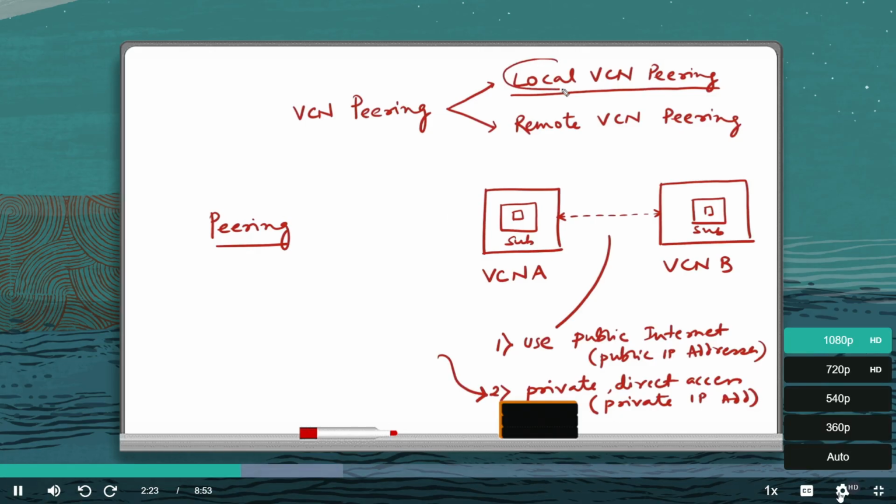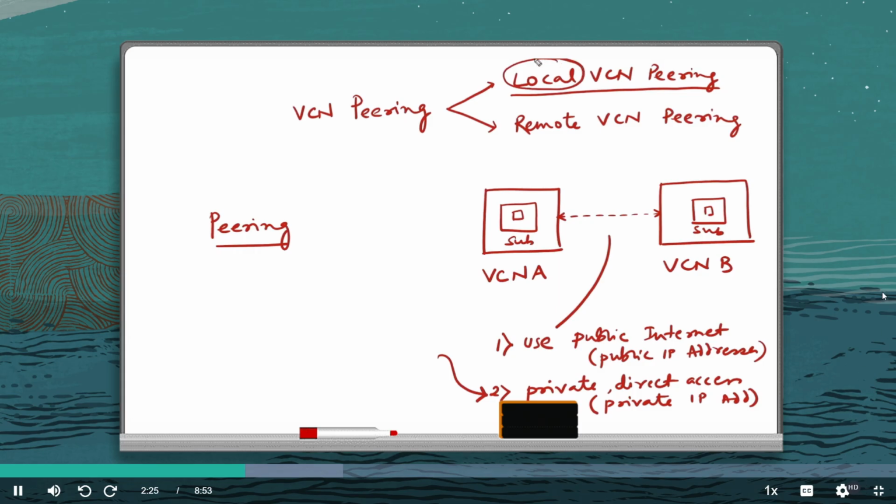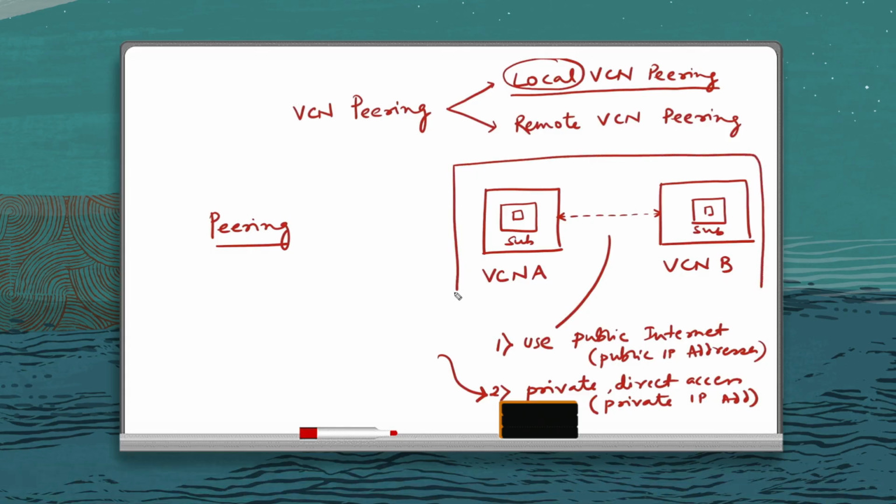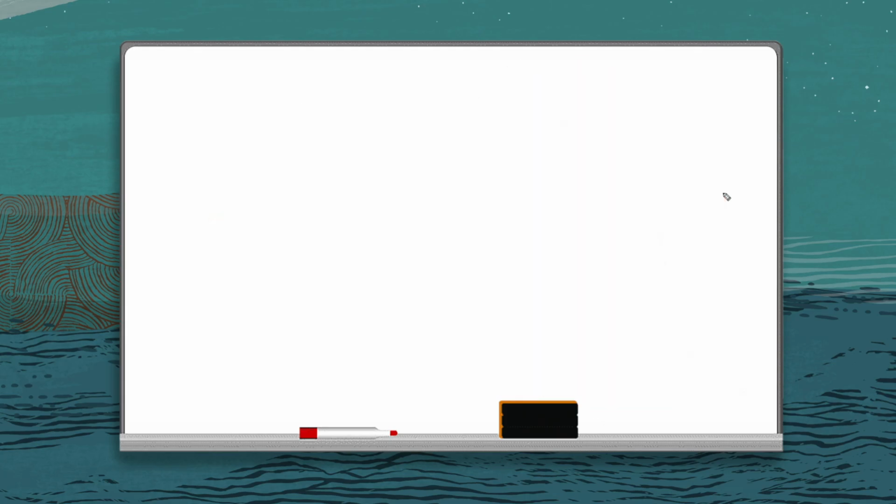And because we are talking about local peering in this lesson, our focus will be on the communication between the VCNs within the same region. So what is the benefit? What is the key takeaway from this discussion? The benefit is when you configure peering, the instances communicate with each other using private IP address. So let's now look at the two types of VCN peering or local VCN peering that we have.